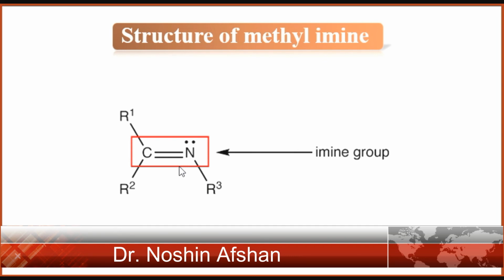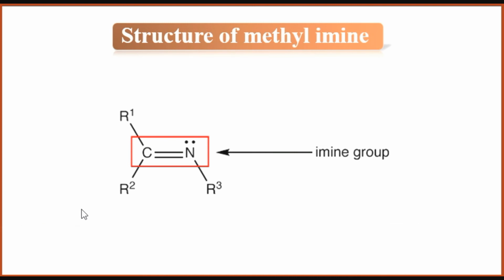So those 2pz orbitals would overlap sideways to form a pi bond that has been represented here in the form of another line drawn over the sigma bond. So in this way, there are overall 4 sigma bonds in this compound and 1 pi bond. So this is the structure of alkyl imines generally and the methyl imine in specific.